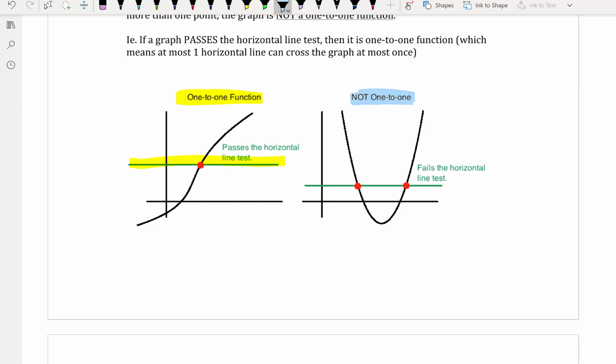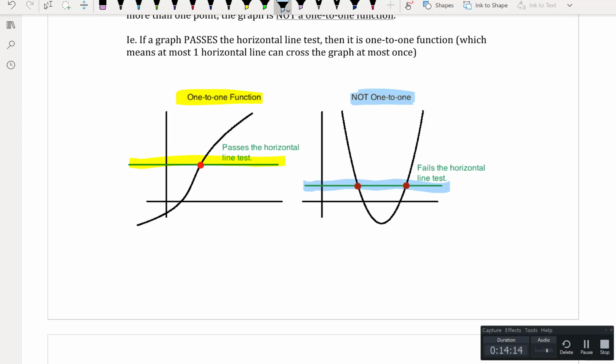Hopefully that looks familiar. That's a parabola. When you draw your horizontal line, it crosses it twice. So when it crosses twice, it fails the horizontal line test, and therefore it is not a one-to-one function.